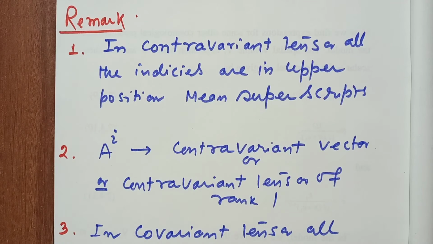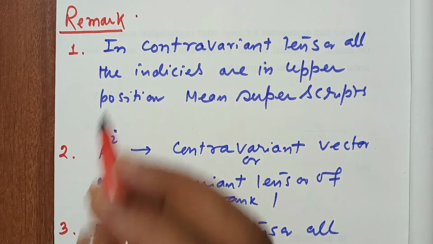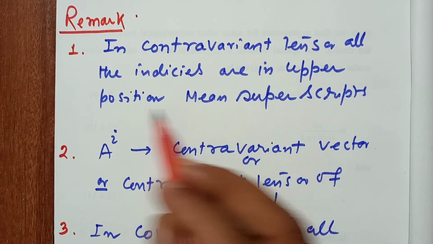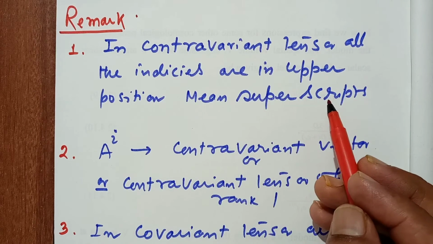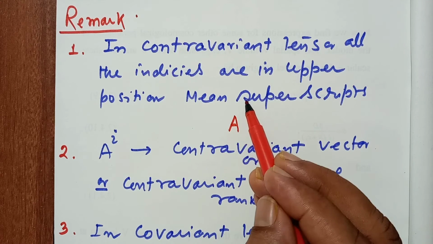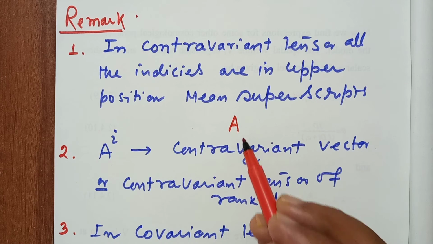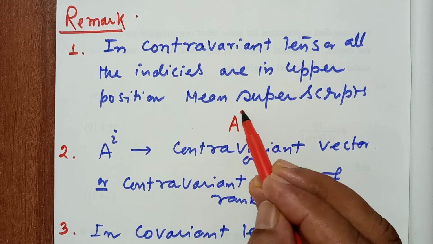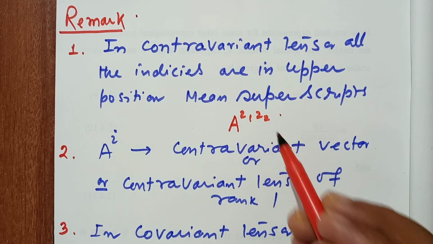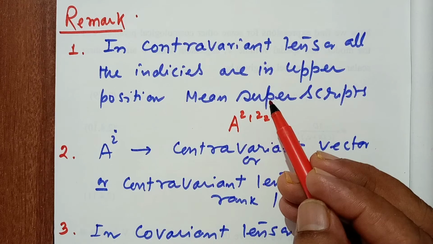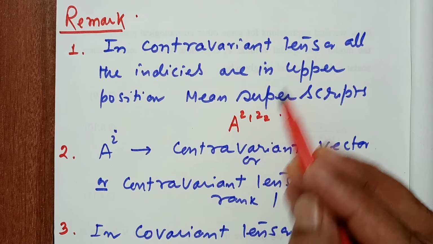Some important remarks on contravariant tensor and covariant tensor. Okay, so first remark is in contravariant tensor all the indices are in upper position, means superscript. Okay, so suppose this is a symbol, so here we put superscript and here subscript. Okay, so if all the scripts are in upper position, means i1, i2, i3, so these are called contravariant tensor. So when we use contravariant, all the indices are in upper position. Okay.